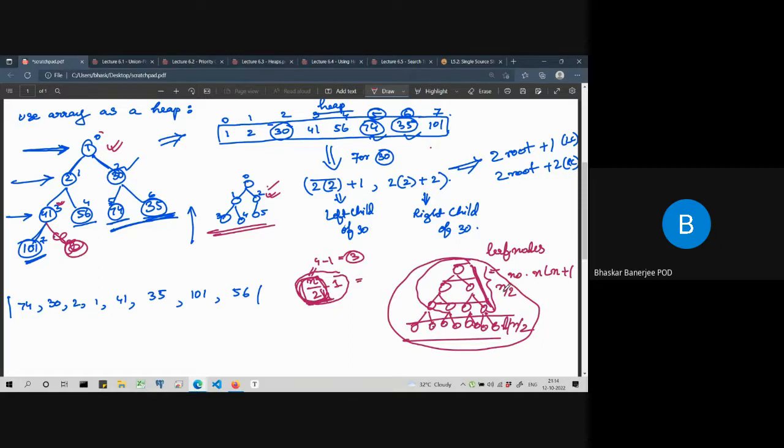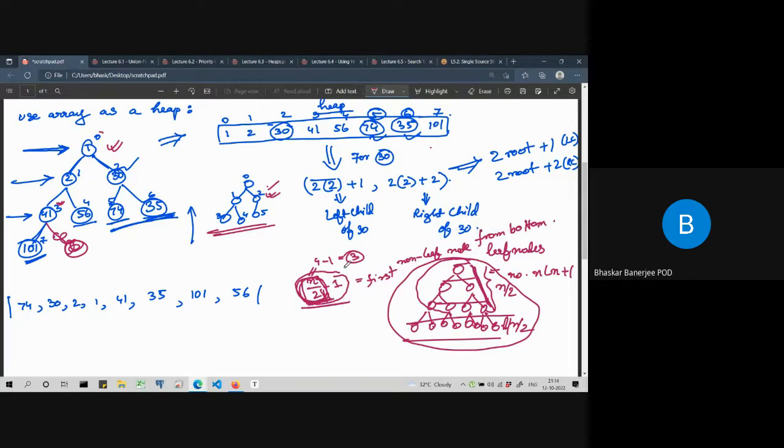So if n is the total number of nodes, around n by 2, not exactly n by 2, it would be n by 2 minus 1, but anyway, around n by 2 would be our internal nodes and around n by 2 would be our leaf nodes. That's why this expression is giving you the first non-leaf node from the bottom.